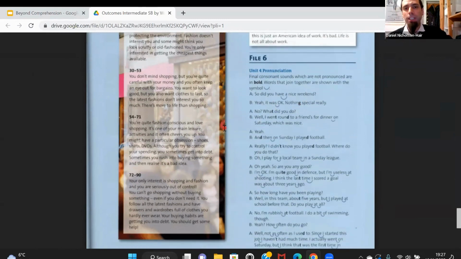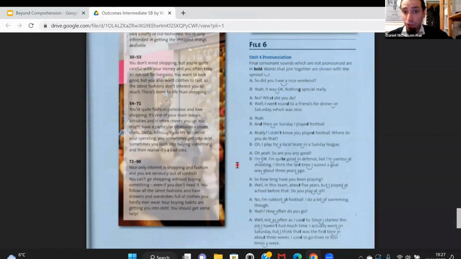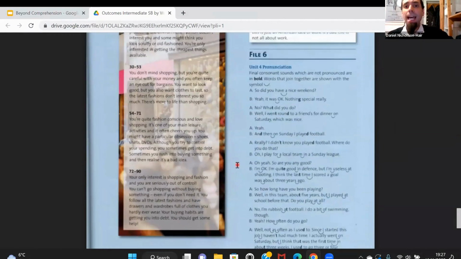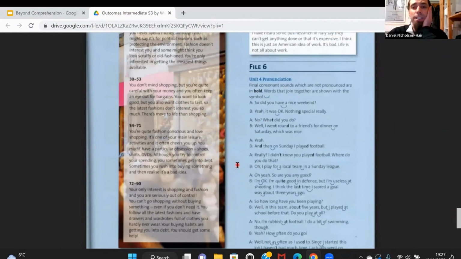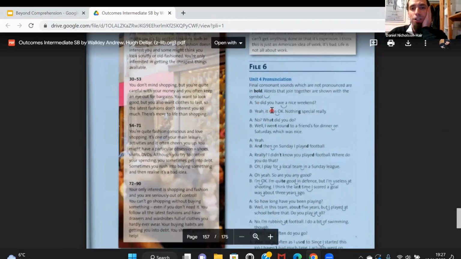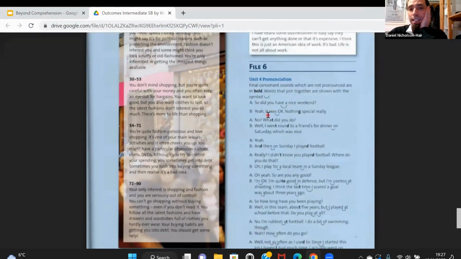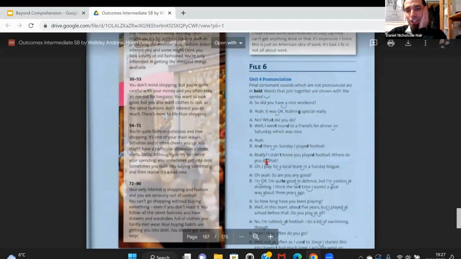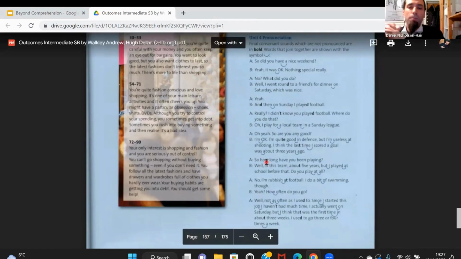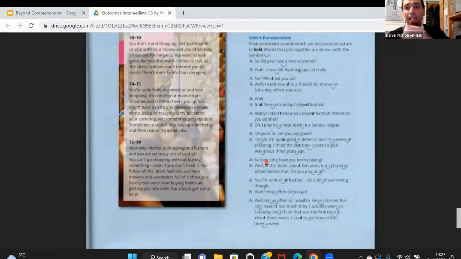I think this is really nice. You can get them to listen again whilst following this particular audio script, noticing the features, and then turn it into a pronunciation exercise with, so did you have a nice weekend, drilling, things like that. It was okay, nothing special really. So it's opportunities for pronunciation practice as well as checking full, complete comprehension of the listening.